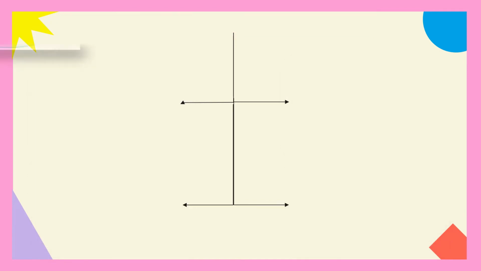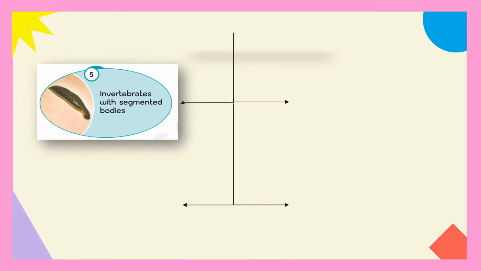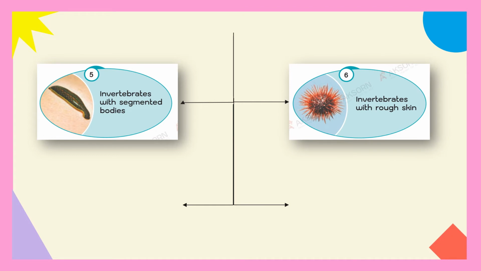Okay, next is number 5. Number 5 is invertebrates with segmented bodies. They have round and long segmented bodies which look like many rings joined together. Their skins are always moist. They have nervous, digestive, and closed circulatory system. Next is number 6.